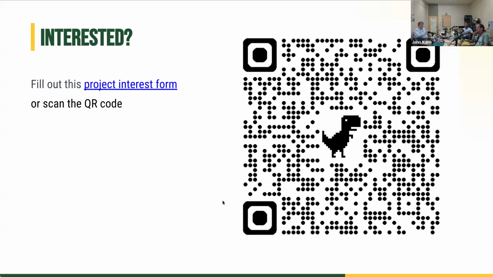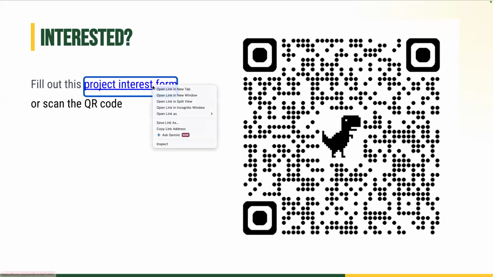Okay, so to do that, fill out this project interest form. It's just a simple form. I think it just asks the same sort of information we asked before. Are you interested, are you willing to do this? And what courses would you work with? I don't think this even asked the number of students. It may have, but the first one did. I'm not sure.